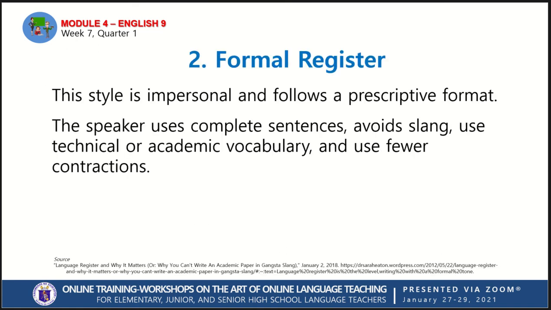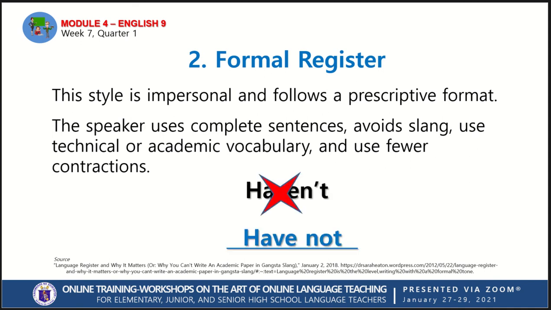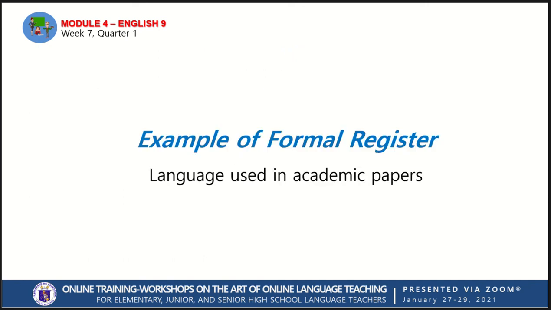The second concept of language registers is formal register. This style is impersonal and often follows a prescriptive format. The speaker uses complete sentences, avoids slang, and may use technical or academic vocabulary. It is likely that the speaker will use fewer contractions, but opt instead for complete words. Instead of haven't, have not is used. One of its examples is the language used in most academic papers.